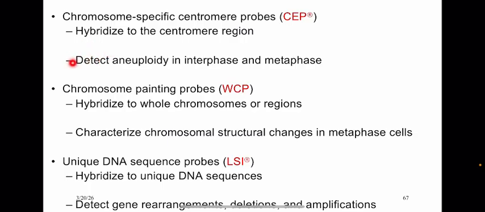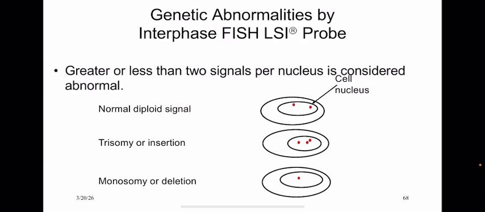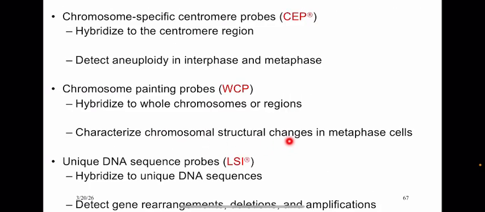These are used, just like the telomere probes but more specific to the centromere region, to detect aneuploidy, mostly at the interphase and the metaphase stages. We have whole chromosome probes. This is not specific; it binds to the entire chromosome, and upon binding gives a particular color. This is used to characterize chromosomal structural changes. So if we suspect a change in the structure of a particular chromosome, we use WCP to study whether the structure has truly been altered or not.